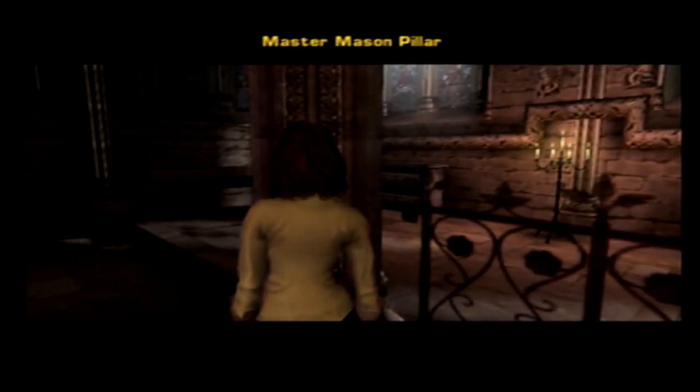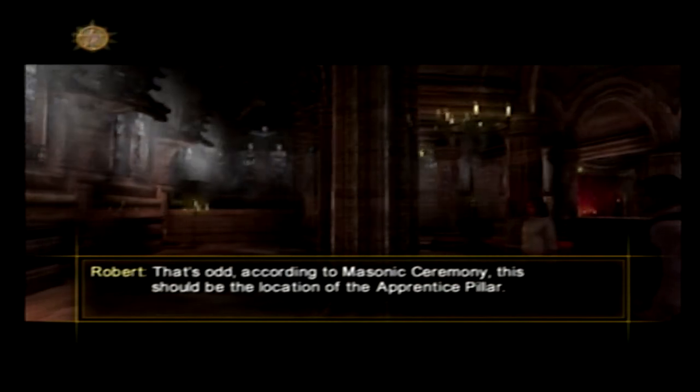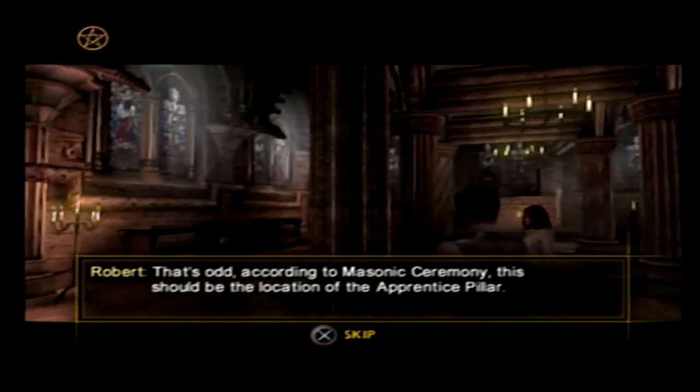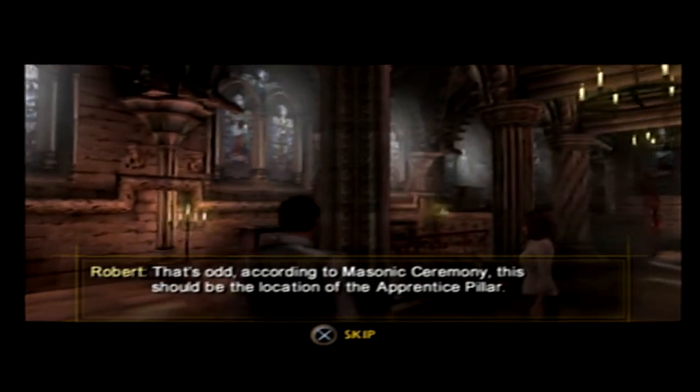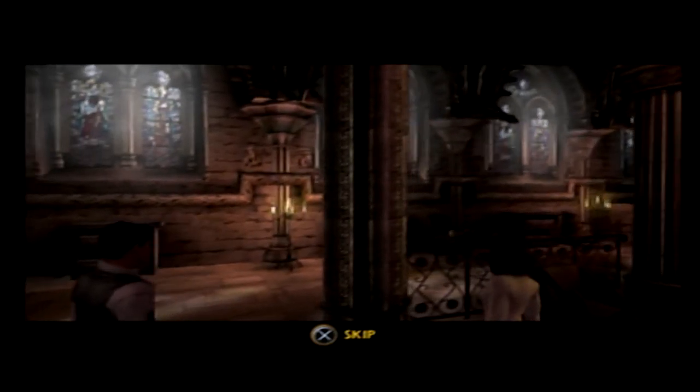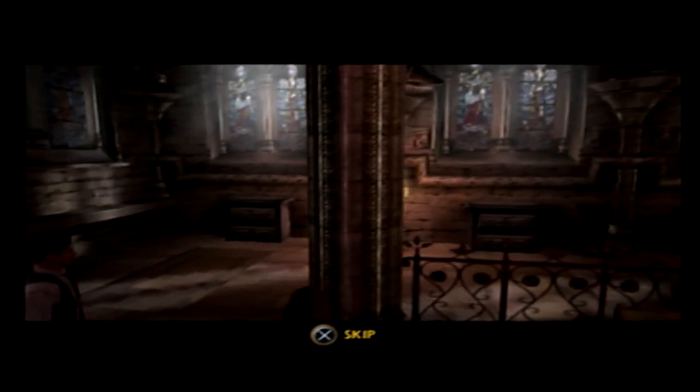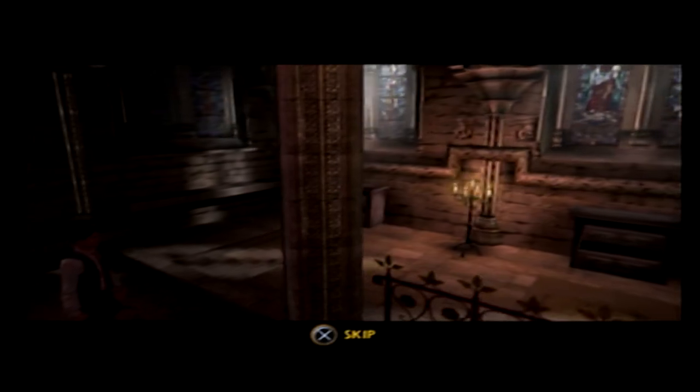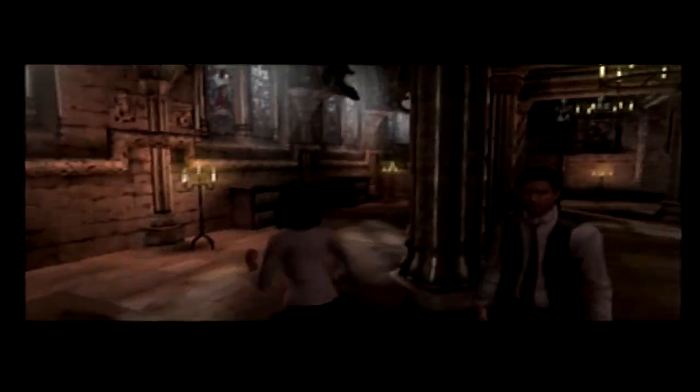So, oh, wait a minute. The Master Mason Pillar. Examine! According to Masonic ceremony, this should be the location of the apprentice pillar. Okay. So where's the apprentice pillar? Here is the apprentice pillar.